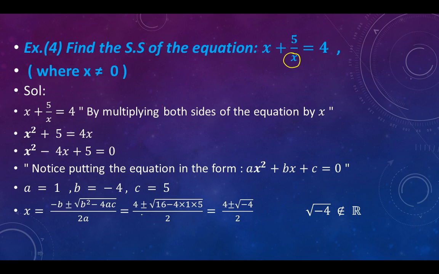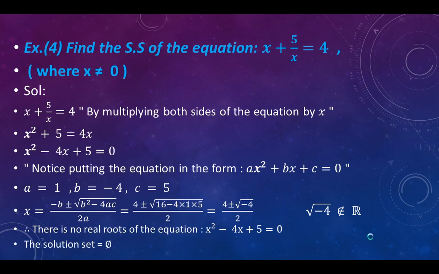4, positive or negative, negative 4 square equals 16, minus 4 multiplied by a equals 1, times c equals 5, over 2. This equals 4, positive or negative, 16 minus 20, which equals negative 4 over 2. Negative 4 doesn't belong to R, so the solution set equals phi. Okay, let's go to another example.